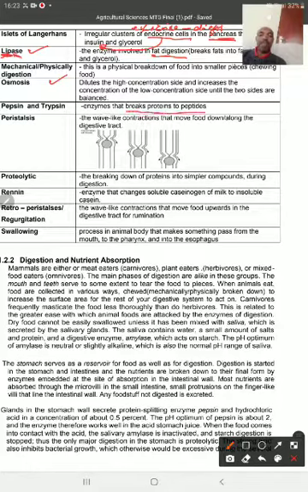Enzymes that break proteins to peptides, we said it's pepsin and trypsin. So it's easy to remember the enzymes that digest protein because they end with the suffix sin.